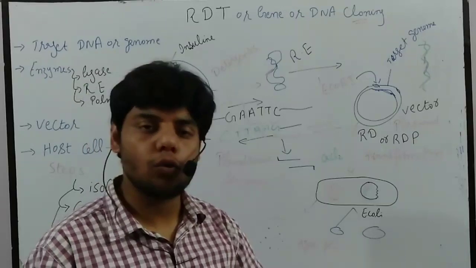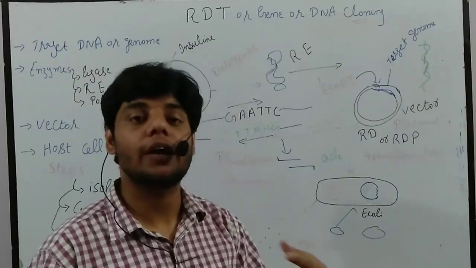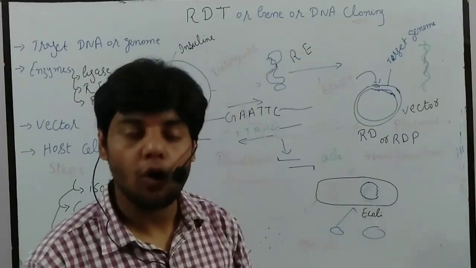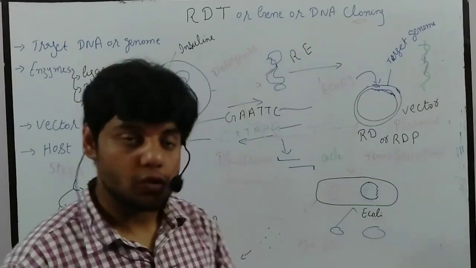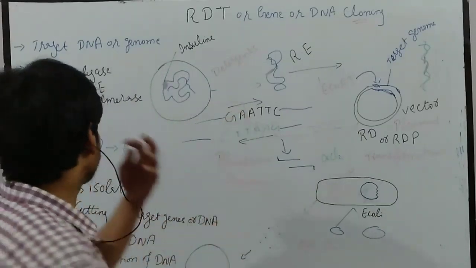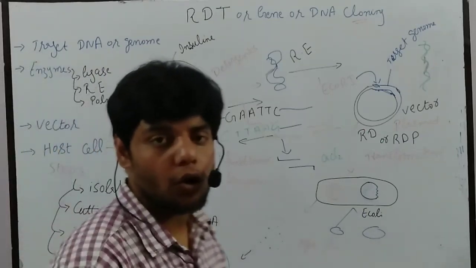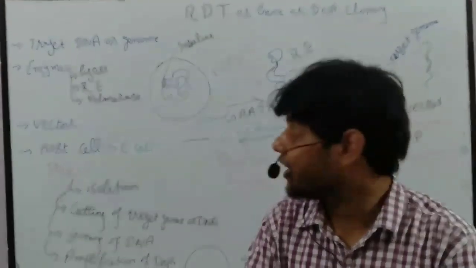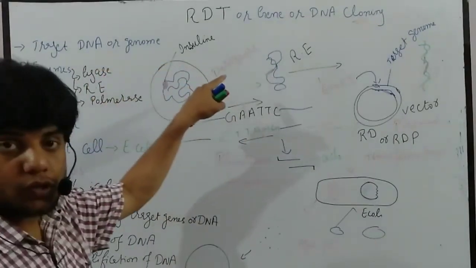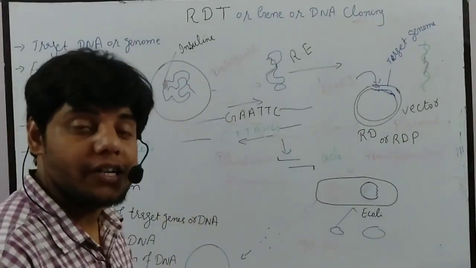Gene cloning and DNA cloning are the process in which we get the same copy of the DNA or the same copy of the genes. We call that gene cloning or DNA cloning. Then we talked about the different materials, substances, or molecules which we need in recombinant DNA technology. We need a target DNA or genome which can contain our desired genes.